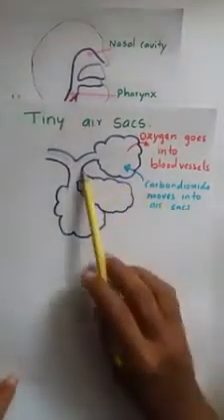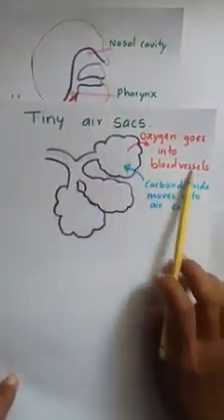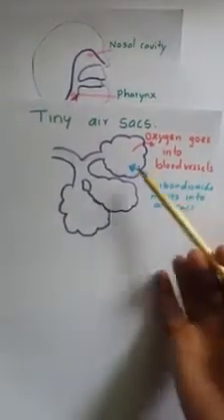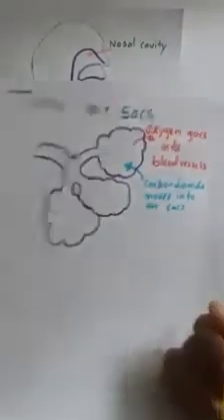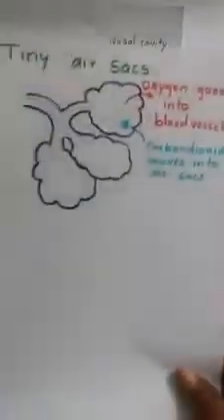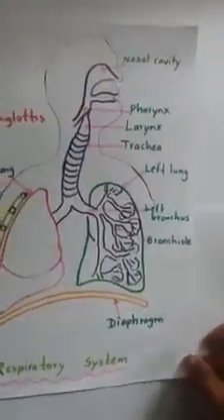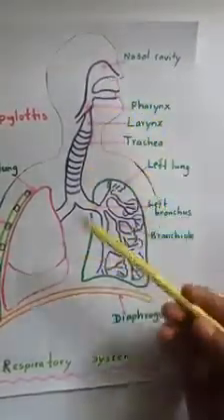Okay. So what happens in the air sacs? Oxygen is going to the blood vessels, and from the blood vessels carbon dioxide is released and carried out of your body. I told you carbon dioxide gas is a poisonous gas. Done. So next I am going to talk about this structure. I will explain what happens at each and every organ, right?